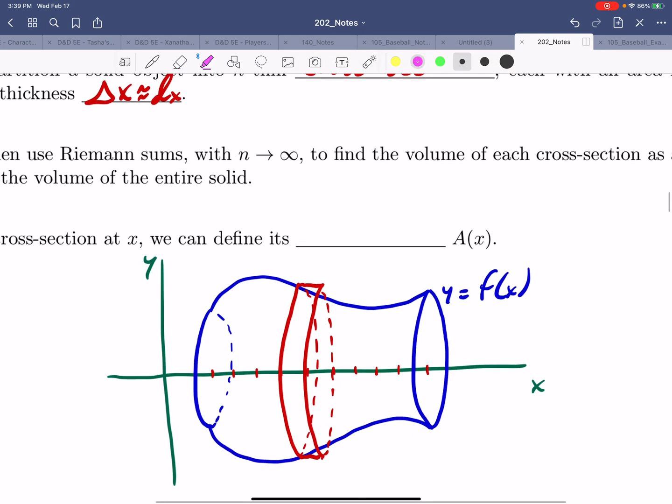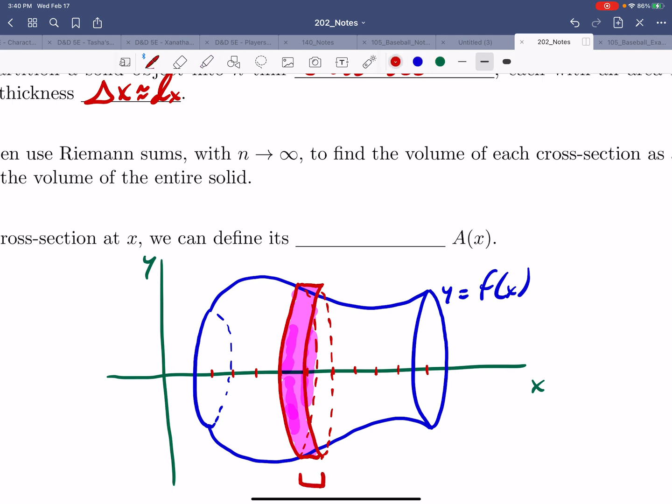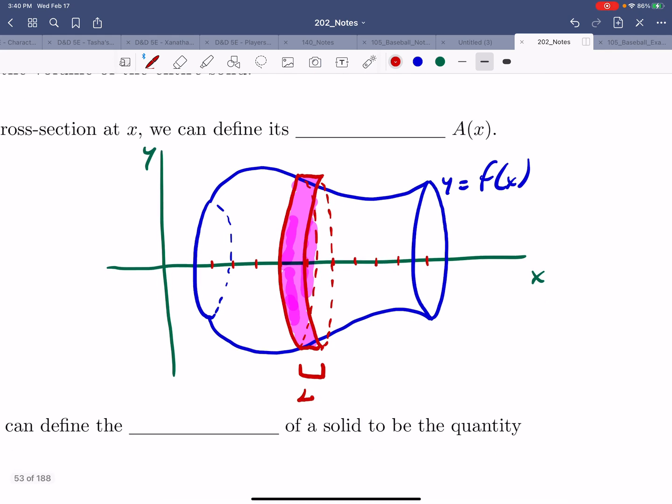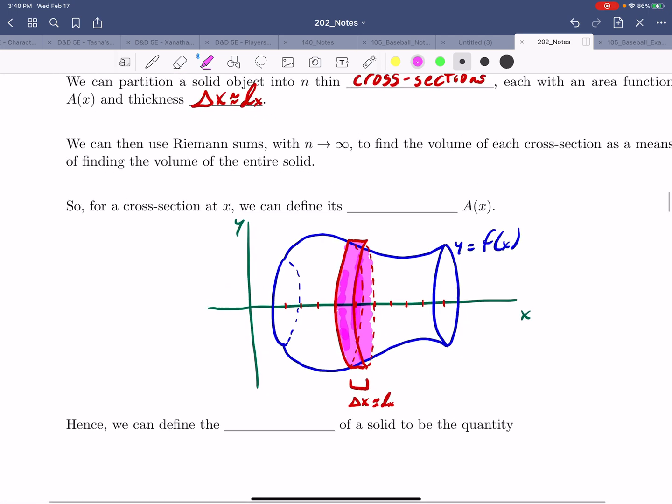Let me just highlight this guy's volume right here. This first circle has a certain area function. We'll call it A of x. You can then multiply A of x by the thickness of this cross-section, which we said was delta x, or roughly dx. And so when we do that, we get a solid with that volume. And we can do that for each of the cross sections.